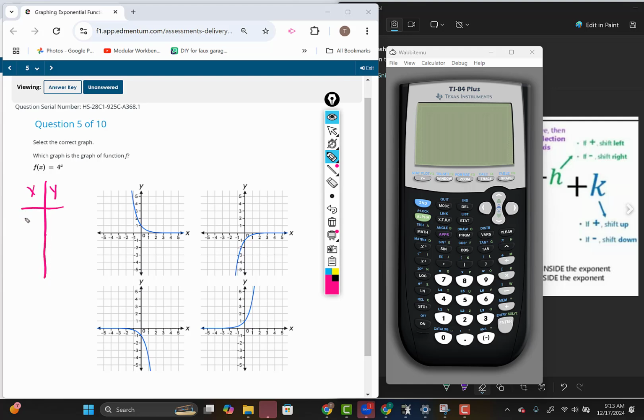Typically when I make a t-chart, I want to pick a couple of negative values. I would definitely want to pick 0 and a couple of positive values. There's no real transformations on this function. It really is a form of a parent function because there's no h, there's no k, there's no a value that stretches this graph out at all. So let's go through the process of substituting each of these x values, each of these numbers in for x.